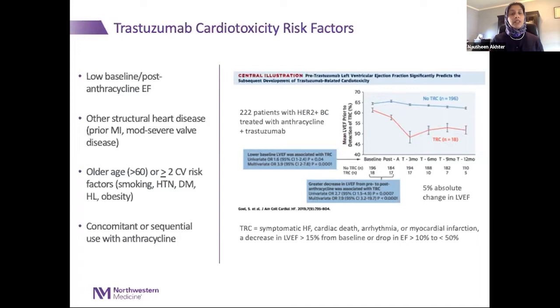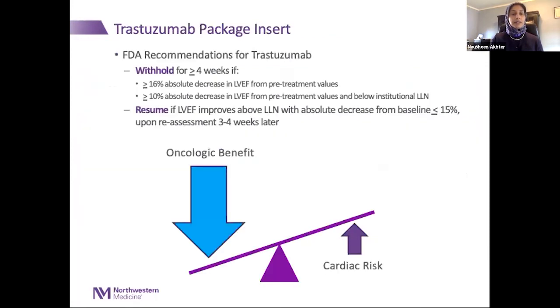And so in terms of cardiotoxicity risk factors on trastuzumab, a lower baseline post-anthracycline EF, other structural heart disease, again, older age and 2 or more cardiovascular risk factors, and concomitant or sequential use with anthracycline have been recognized. The FDA recommends that in patients with a clinically significant change in LVEF, we hold treatment for more than 4 weeks and then resume once EF improves.